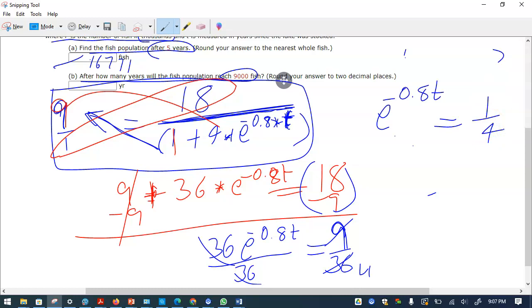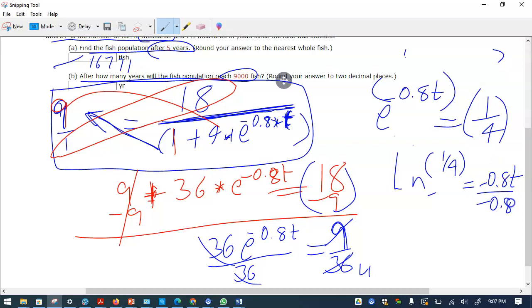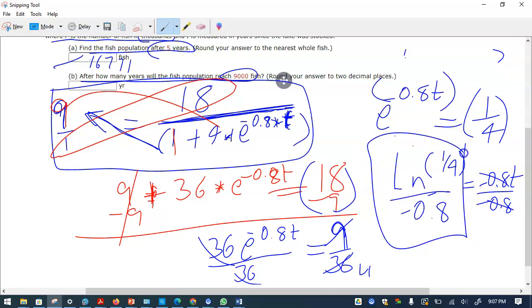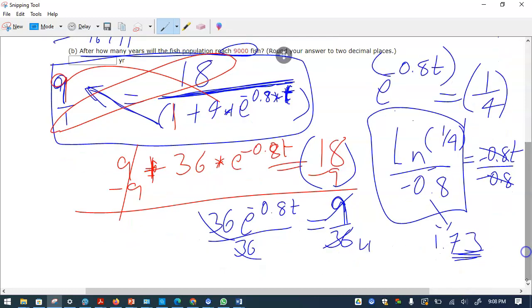And then you say, okay, how do I change to ln form? So the ln of the output will become the input here, equals, and the input, which is right here, becomes the output, minus 0.8t, and then divide by minus 0.8 both sides. And this will cross out, and you put this on the calculator, and you will get the answer as 1.73. Remember, they're asking us, after how many years will the population be 9,000? And round it to the nearest two decimals.